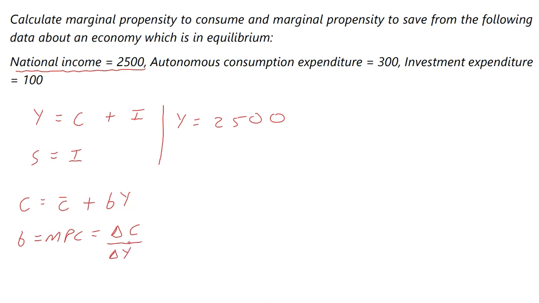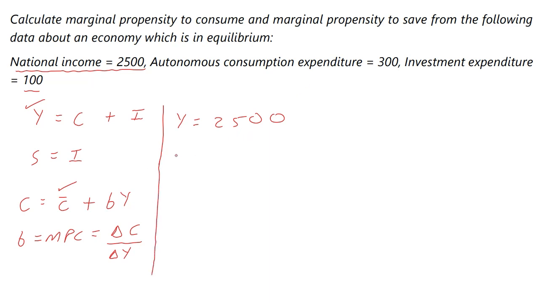Now, I've written down all these formulae, but we don't really need to use all of them. We've been given income, we've been given autonomous consumption expenditure, and we've been given investment expenditure. Based on that, they've asked us to calculate the marginal propensity to consume and the marginal propensity to save. Now we are simply going to substitute and solve.